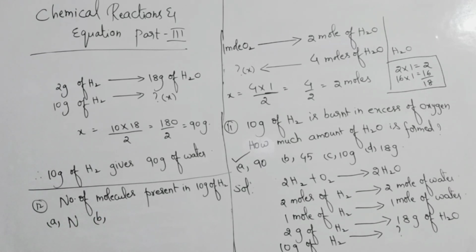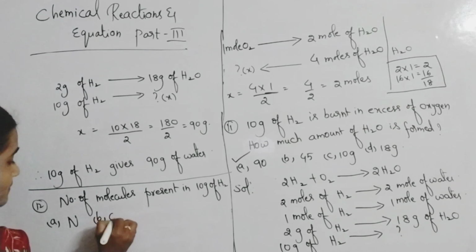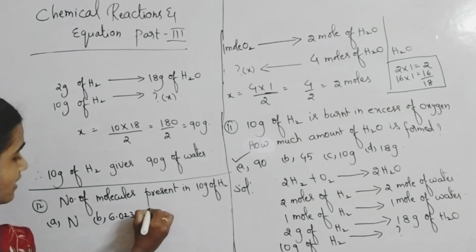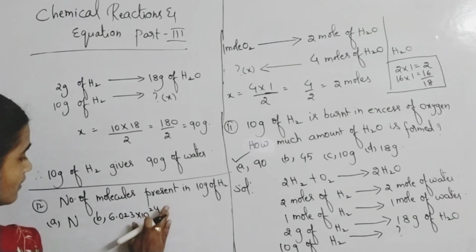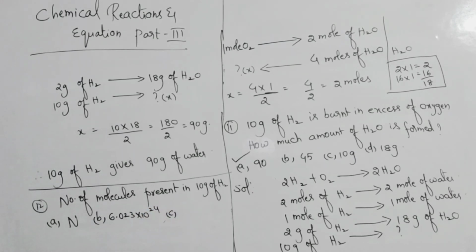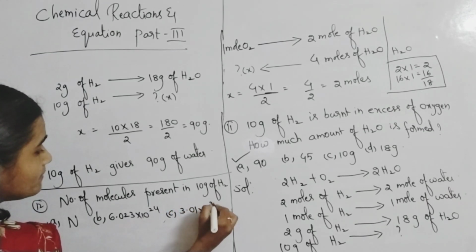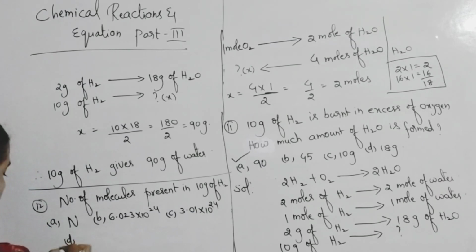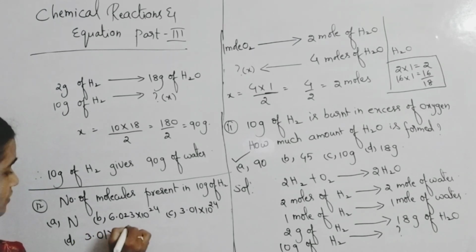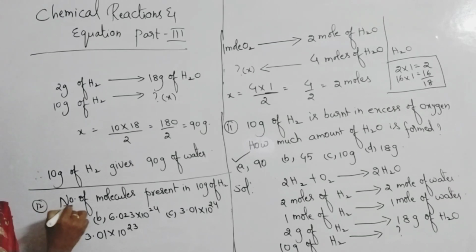Option B is 6.023 into 10 power 24. Option C is 3.01 into 10 power 24. Option D is 3.01 into 10 power 23. Like this you have been given 4 options. You have to find the number of molecules present in 10 grams of hydrogen.